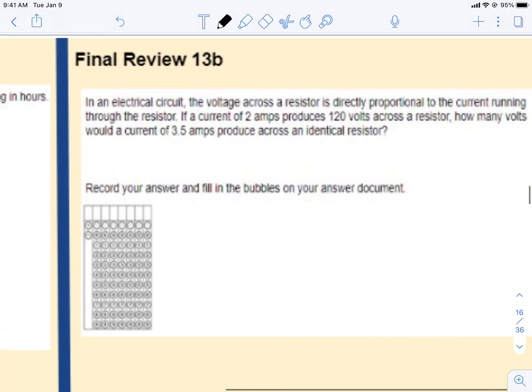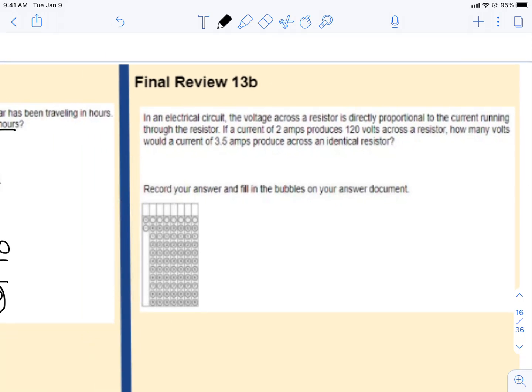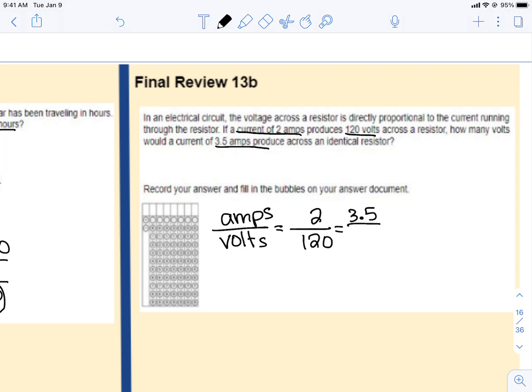Looking at 13B, so we're talking about an electrical circuit. So it has a voltage that is directly proportional to the current. If a current is 2 amps and it produces 120 volts, how many volts would 3.5 amps produce? So what it looks like is we're going to do amps over volts. So if I have 2 amps, it's 120 volts, which is equal to 3.5 amps, but we don't know how many volts yet. So again, we're going to cross multiply.